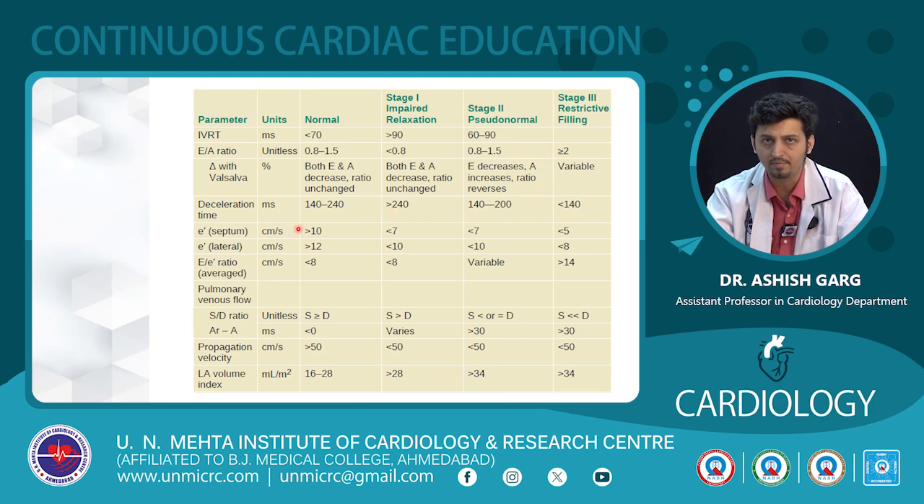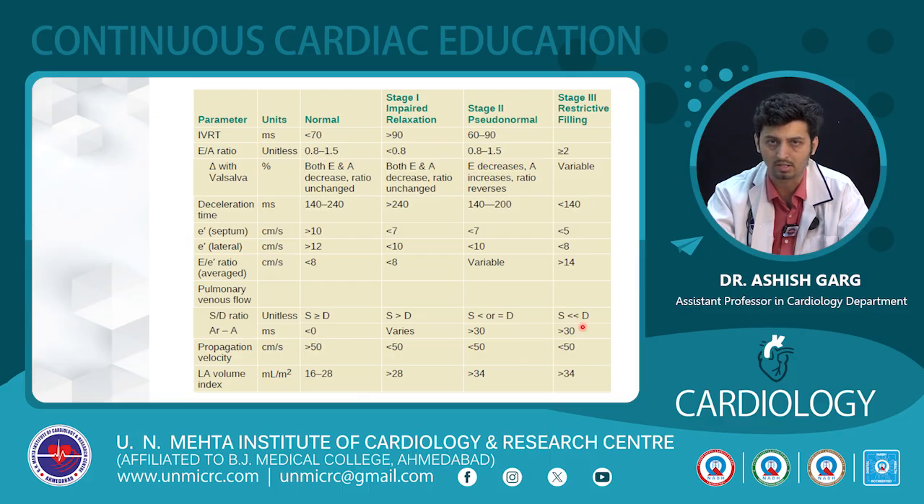The normal E prime, that is the tissue Doppler velocity at the septum, is more than 10 centimeters per second, and laterally it is more than 12 centimeters per second. With advanced diastolic dysfunction, it decreases to less than 5 centimeters per second septally and less than 8 centimeters per second for the lateral E prime. The E by E prime ratio is less than 8 normally, and when there is restrictive filling, it is more than 14.